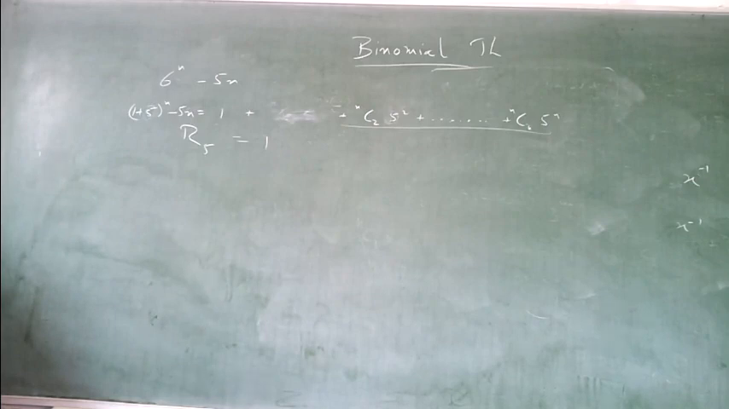9 power n plus 1 minus 8n minus 9. It is divided by 64. Tell me how much will be the remainder.